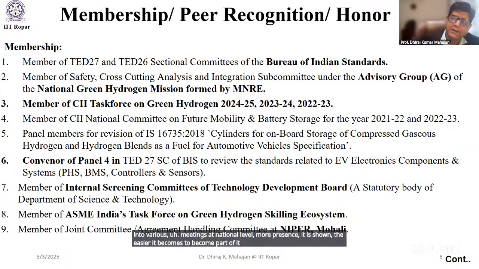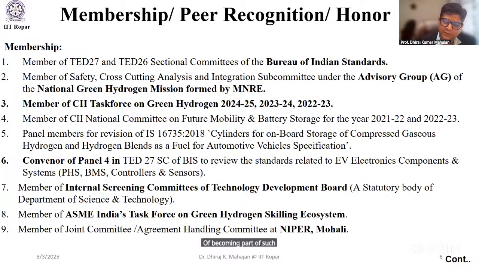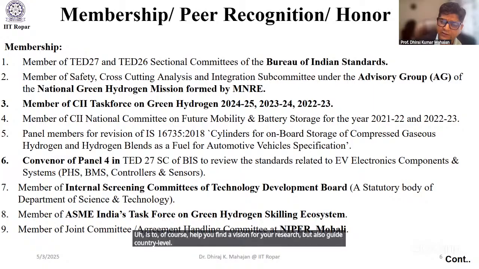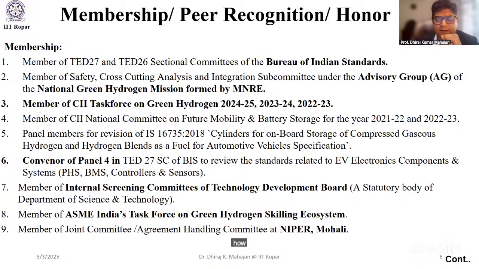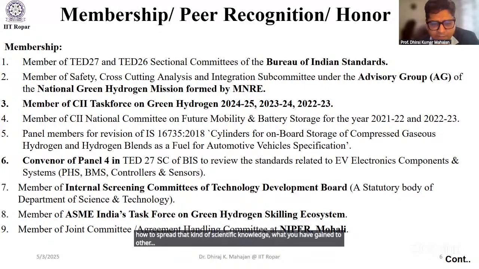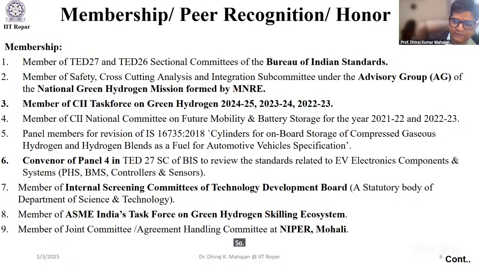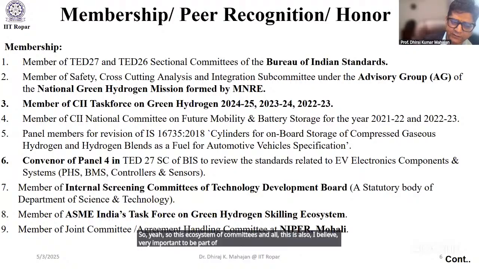The idea of becoming part of such committees or meetings is, of course, to help you find a vision for your research, but also to guide a country-level vision on which areas to get into and how to spread the scientific knowledge you have gained to other faculty members, in various meetings and everything. So this ecosystem of committees, I believe, is very important to be part of, to learn from others and to make quick progress in your work also.